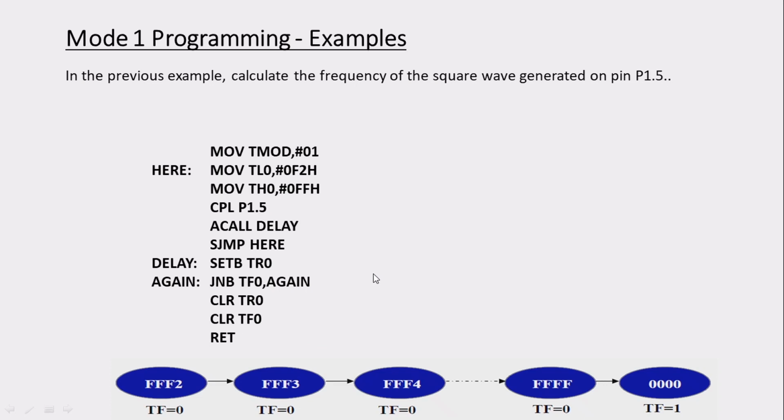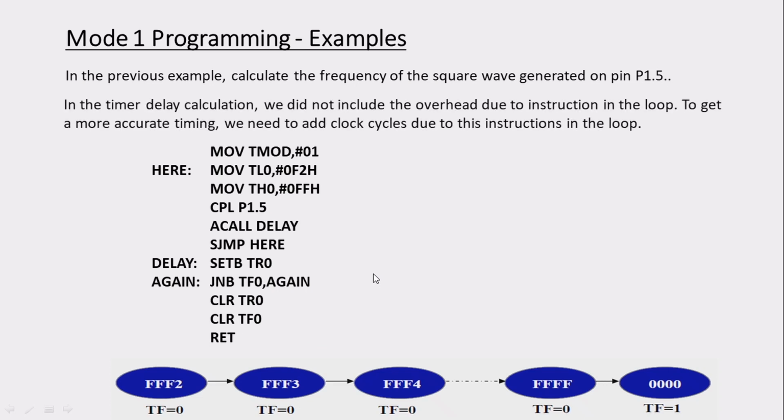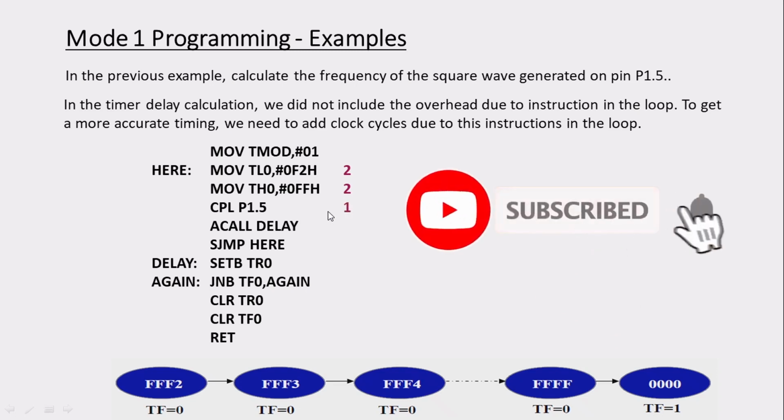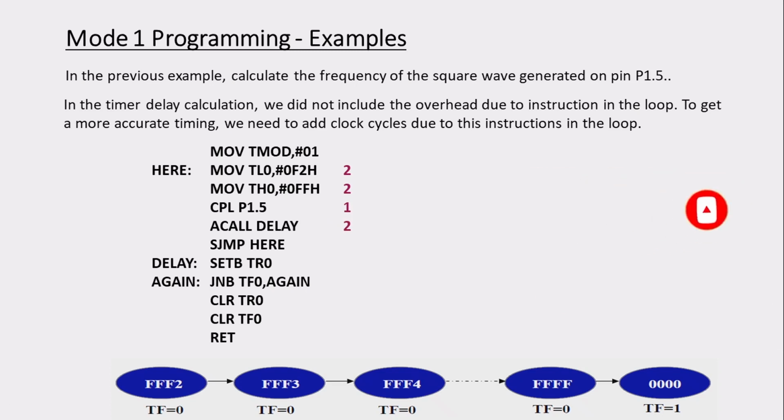Now if you look at this, the TMOD instruction is going to use 2 clock cycles. In a similar fashion, the move instruction uses 2 clock cycles. The complement is going to take 1 clock cycle. The delay which is being called takes 2 clock cycles. And the short jump which we have used takes 2 clock cycles. The instruction to set bit TR0 is going to take 1 clock cycle.